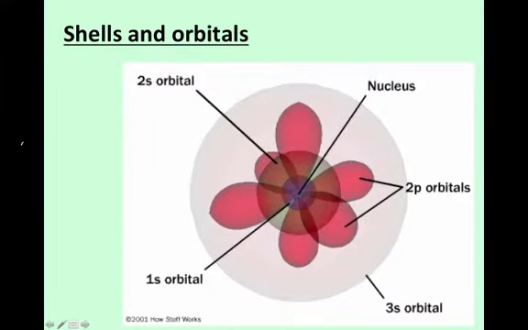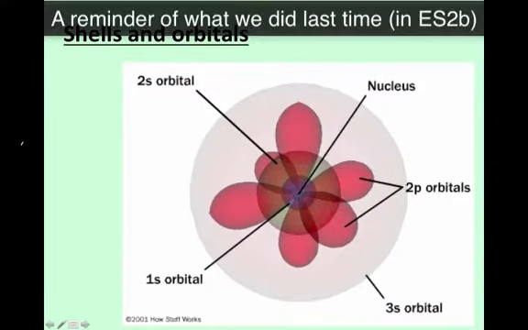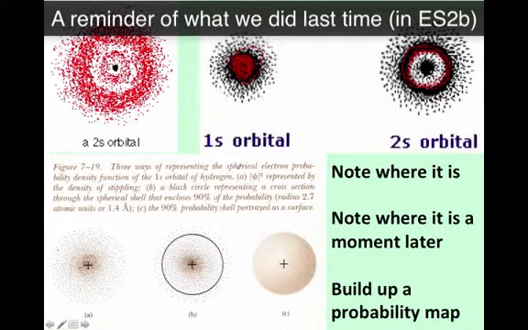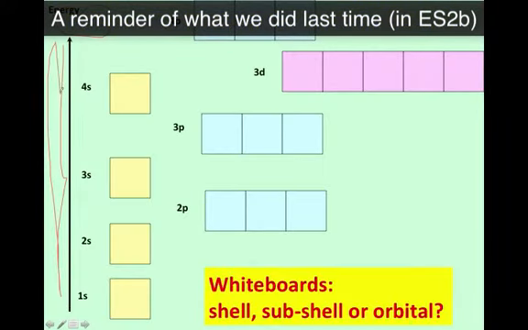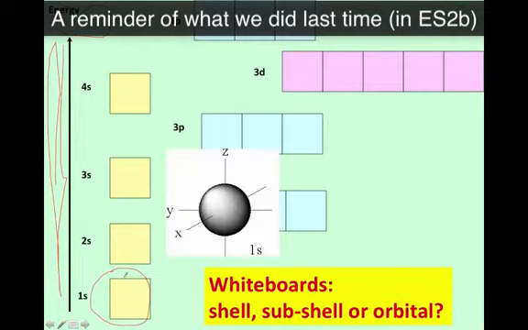So we're looking today at shells and orbitals. S orbitals are spherical. P orbitals have this dumbbell shape, and at the lowest energy level we have a 1s orbital in the first energy level. It has a principal quantum number of 1 and it's an s orbital.